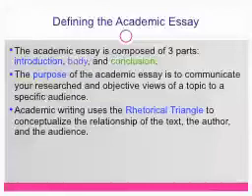The essay that you are going to write for me, an academic essay in which we put it all together. The academic essay is composed of 3 parts. We know this already, but I'm going through it anyway. Introduction, body, and conclusion. The purpose of the essay is to communicate your research and objective views of a topic to a specific audience. This type of writing uses the rhetorical triangle to conceptualize the relationship. That means to make the relationship between the text, the author, and the audience into one.